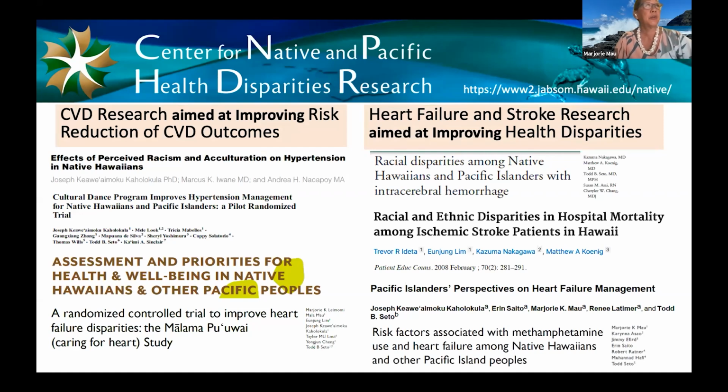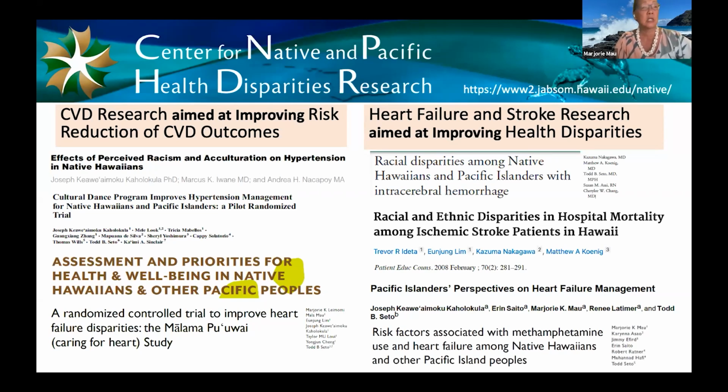We've also conducted and focused on CVD research aimed at improving risk reduction of CVD outcomes. We've looked at many of the social determinants of health in this population and the other ethnic populations at risk. In particular, the Filipino population here in Hawaii have numbers that parallel those that we see in Native Hawaiian and Pacific Islanders. We've looked at racism. We've looked at cultural dance, hula. I should have put that in a poll. How it improves hypertension management. And we have produced an assessment and priorities for health and well-being in Native Hawaiians and other Pacific peoples. It's a wonderful resource for individuals to look at the work in Native Hawaiians and Pacific Islanders.